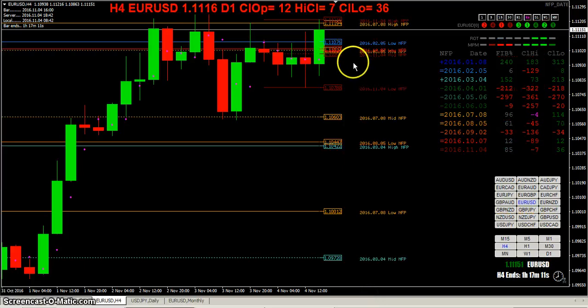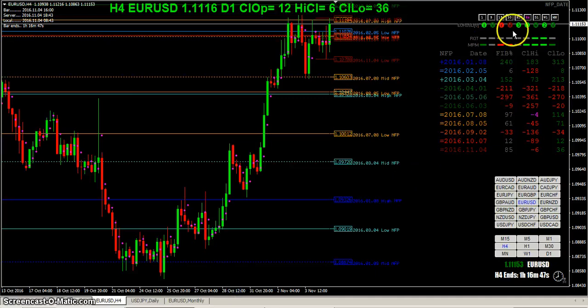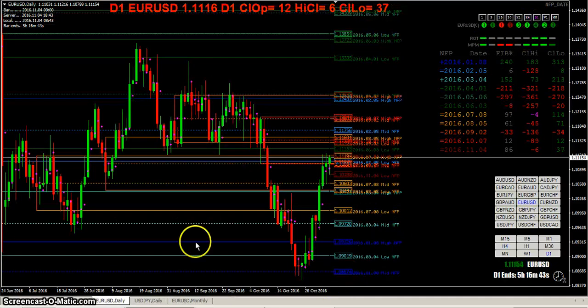And if we pull this out, you can see all the different NFP dates, basically getting some confluence here. You can see what price is doing in relation to those levels. So it's really simple. I like to use a daily chart just to sit back, look at the chart, and look at where price has been defended.